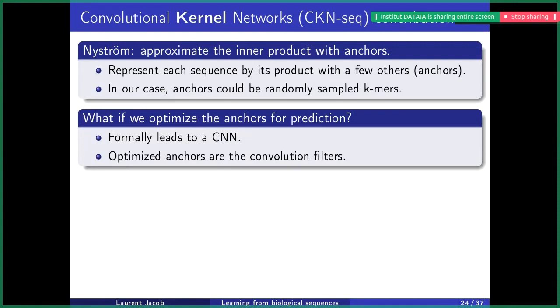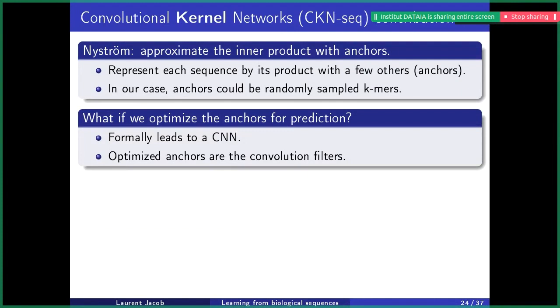It solves the problem of being able to use the previous representation much faster, by just doing that with scalars, for example. But it doesn't select motifs. It doesn't select features. And so what we use instead of just randomly sampling k-mers as anchors, as the points to which we compute the similarities, is that we also optimize the anchors for prediction.